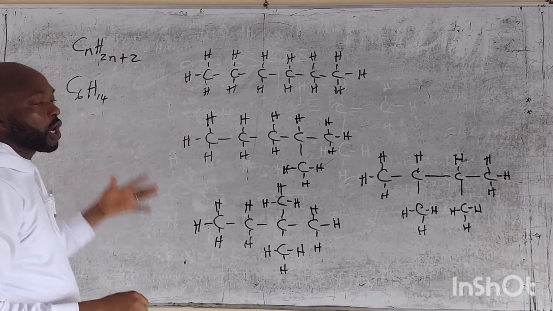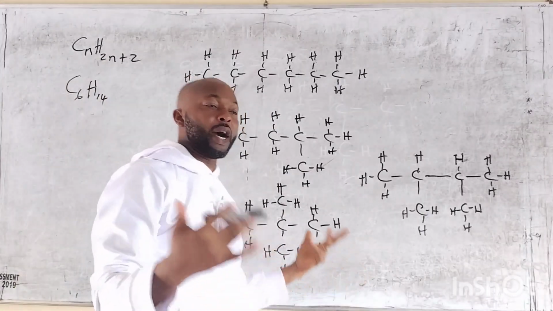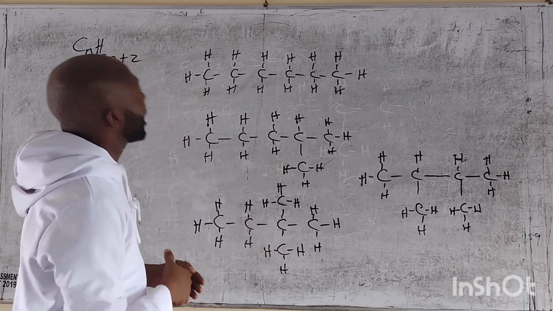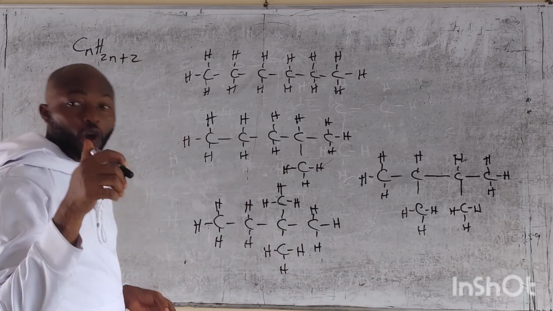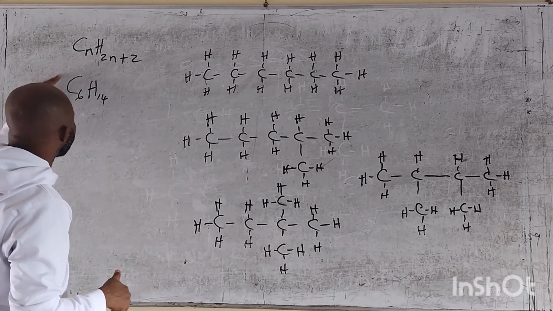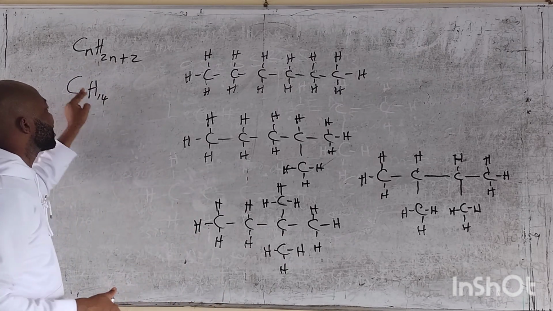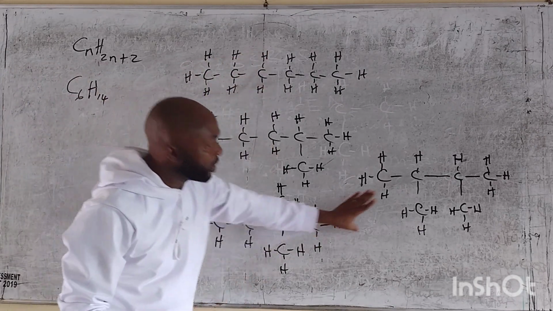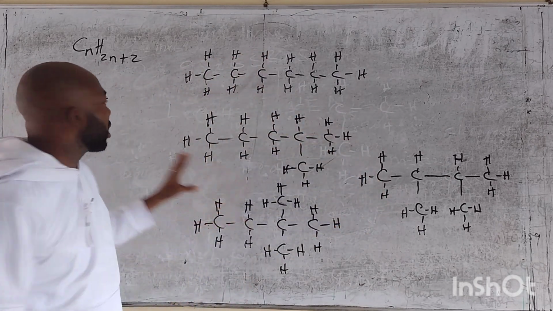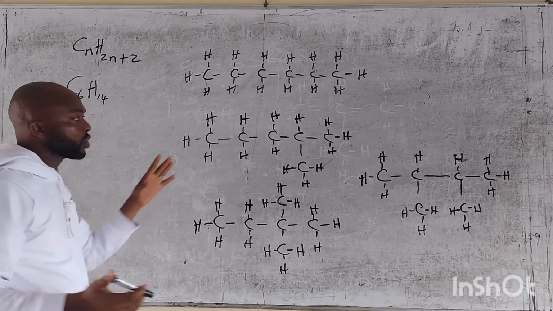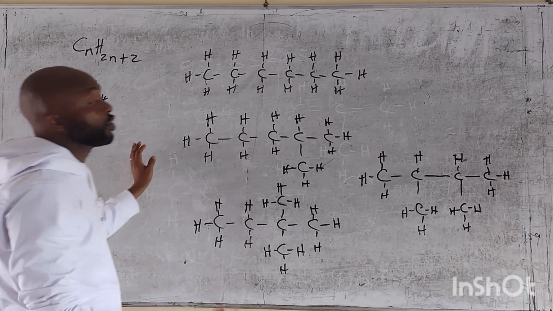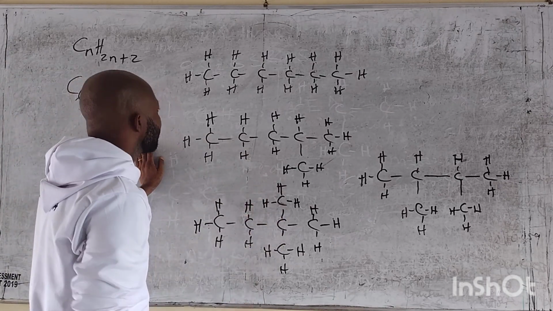C6H14. So all of them still give us what we call isomerism. By definition, isomerism is a phenomenon whereby compounds have the same molecular formula, here C6H14, but different structural arrangements. Their structures are all different, but all of them have C6H14. So this is a pure example of the various isomers we can capture here so far.